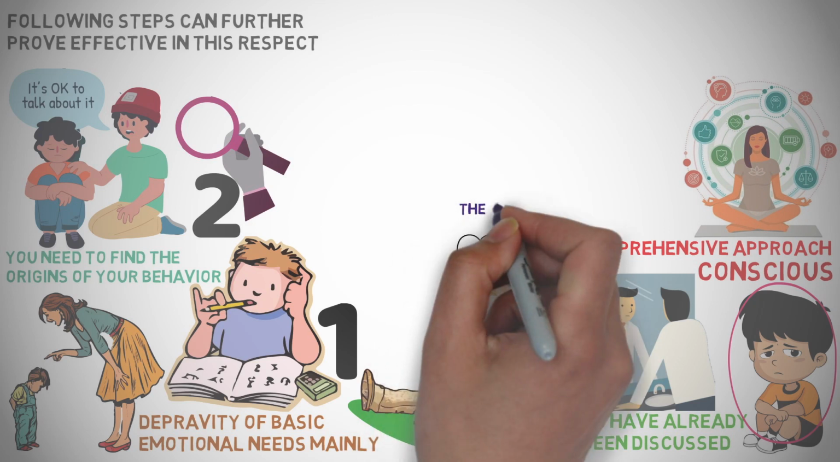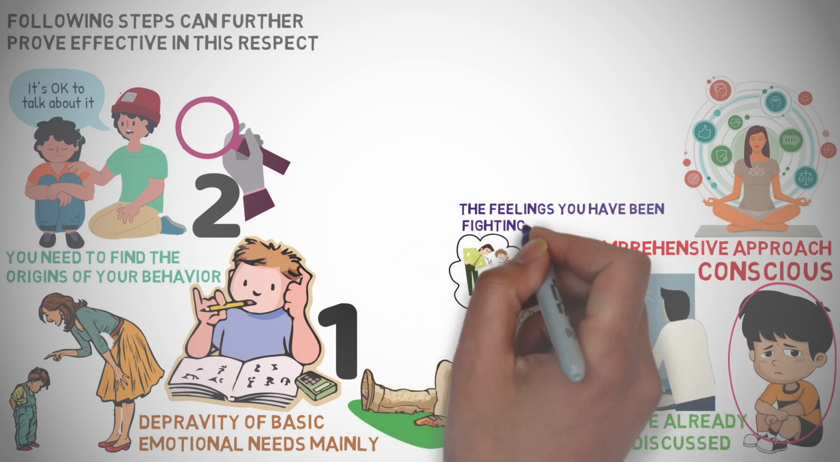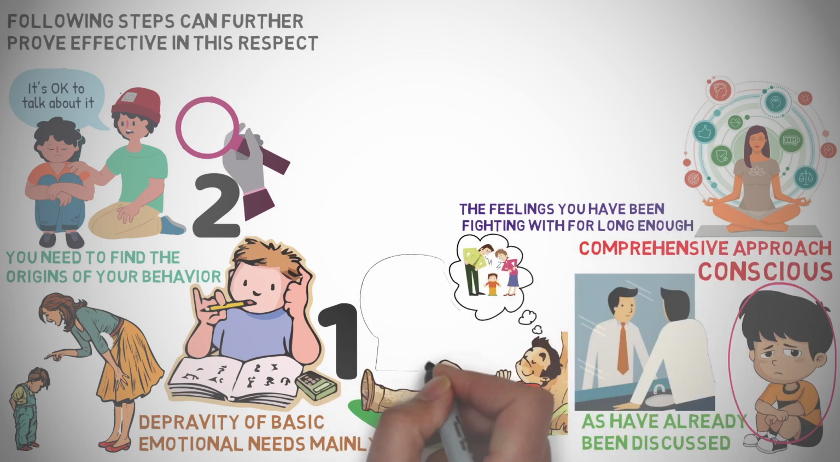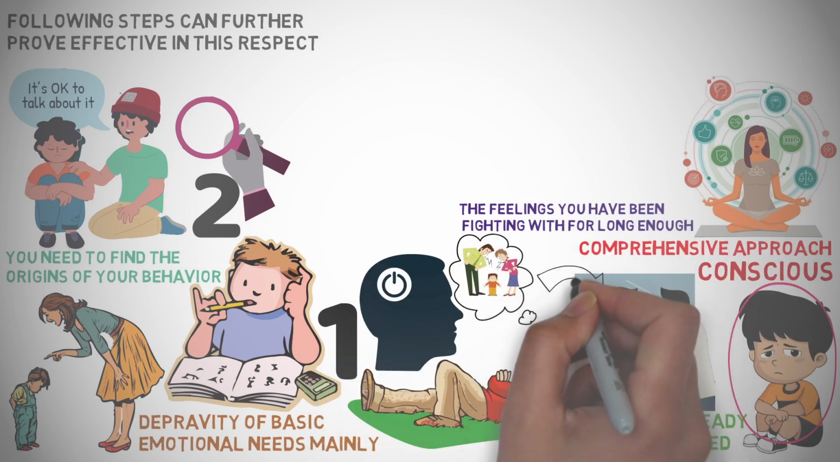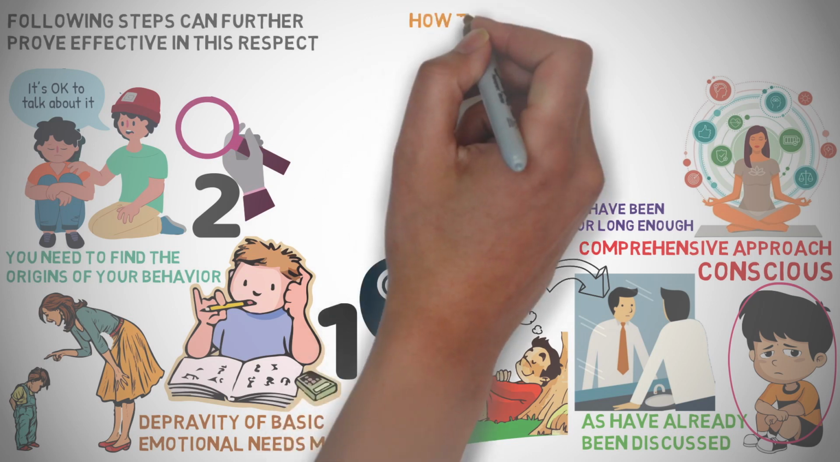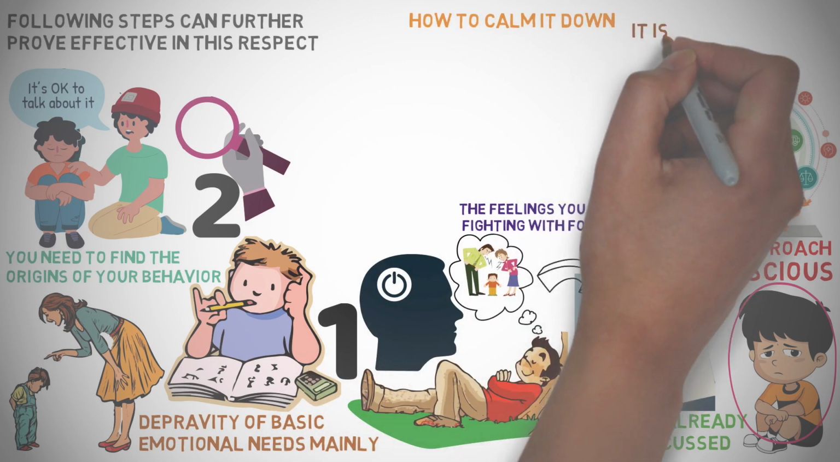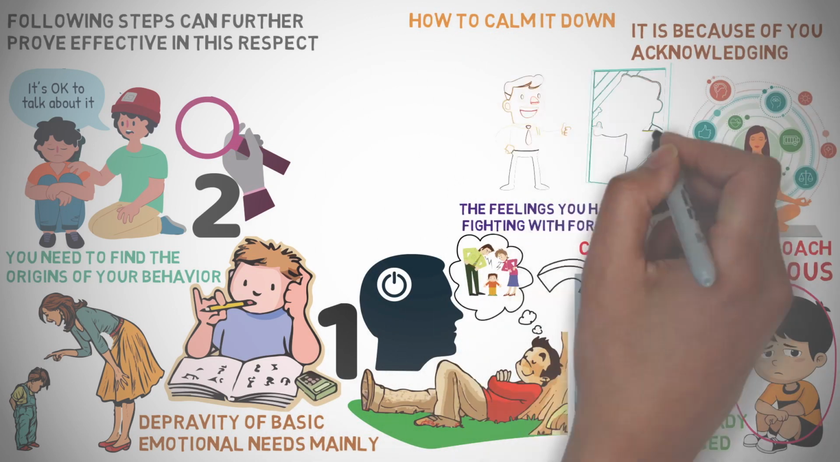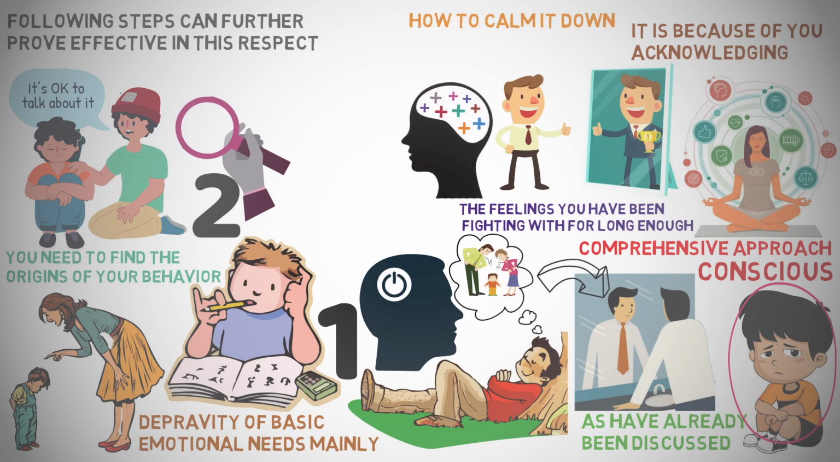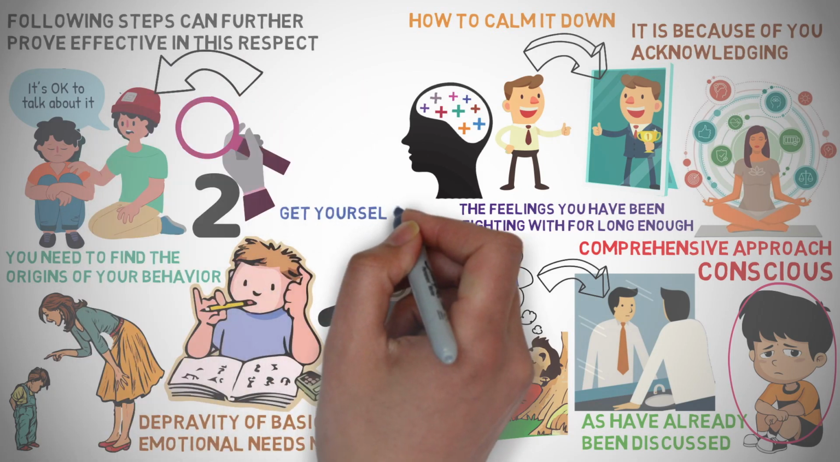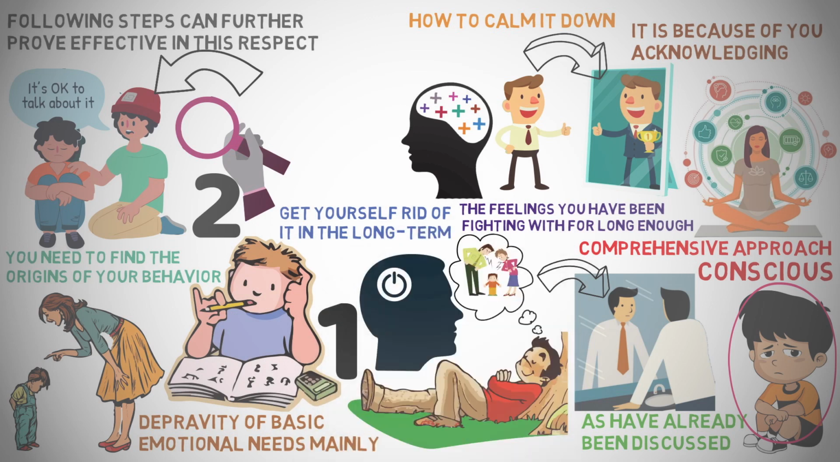This will help you tolerate the feelings you have been fighting with for long enough. When you find it getting triggered, keep yourself conscious enough to decide how to calm it down. It is because of your acknowledging and knowing yourself in the affected state of mind. You are further required to be compassionate to yourself and take a friendly approach towards the very state in order to get rid of it in the long term. That is how you can cope with the vulnerable child mode.